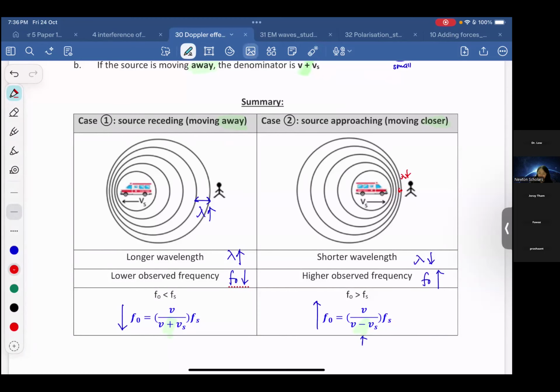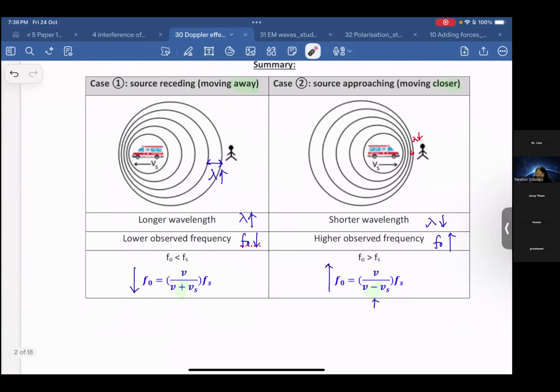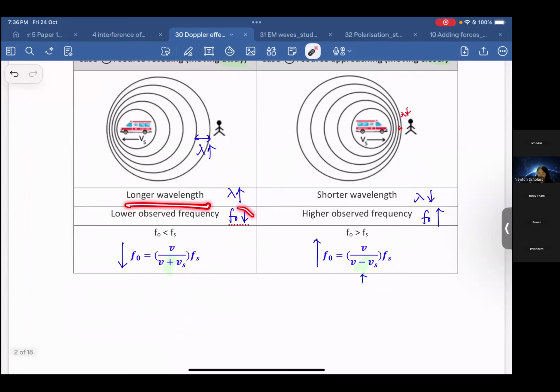The frequency is opposite to the wavelength. If your wavelength is longer, then the frequency that you observe will decrease, a lower observed frequency. So the formula that we apply here, these two formulas actually are the same, just one using plus, one using minus. Since we are reducing the observed frequency, in mathematics the value must be divided by a big value so that your observed frequency will decrease.